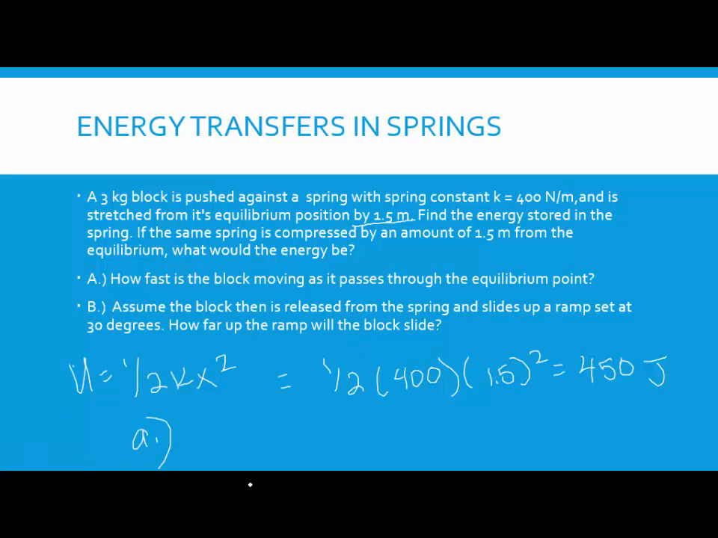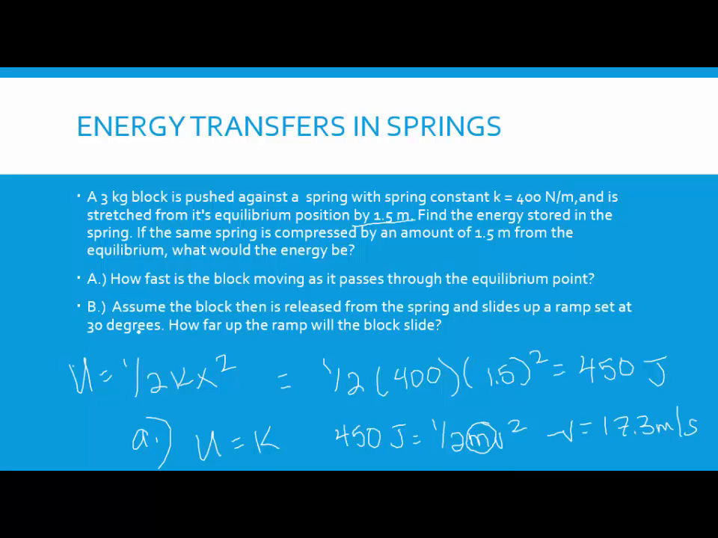Part A says, how fast is the block moving as it passes through the equilibrium point? So again, all of the potential has become kinetic. So that means 450 joules equals 1/2 mv squared. And the mass is going to be the mass of our block. So we have 900 divided by 3, and then square root that. That gets you a speed of 17.3 meters per second.